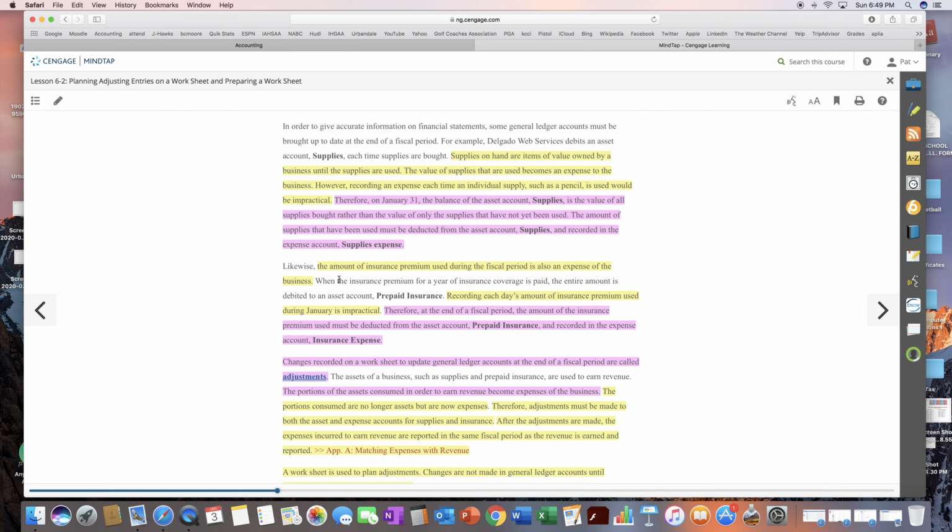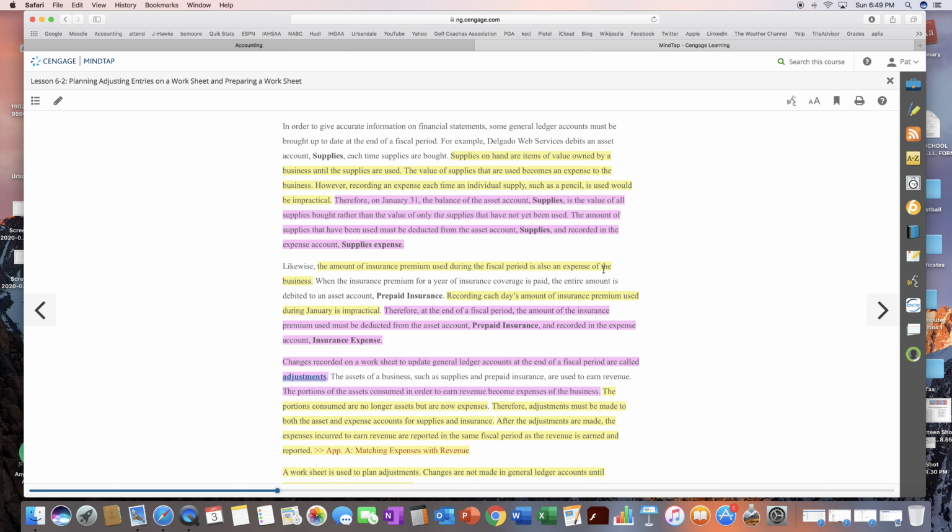The amount of insurance premium used during the fiscal period is going to be considered an expense. Again, we're matching our expenses with revenue. So all the money we made that month, how did we make it? Well, we were insured also. It's not like it's a hammer or a nail, or how we made it, you know what I mean? But it is part of our business expenses.